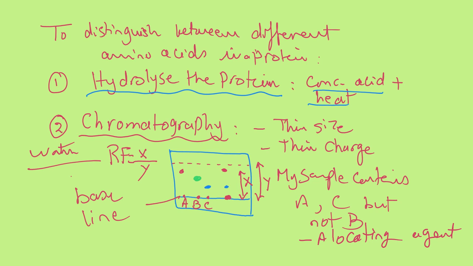Okay, so in order to view your spots, you need to add a locating agent. The locating agent will react with chemicals. You know what is the function of the locating agent? It reacts with chemicals in the spot and makes them visible. You should write this: make the spot visible.